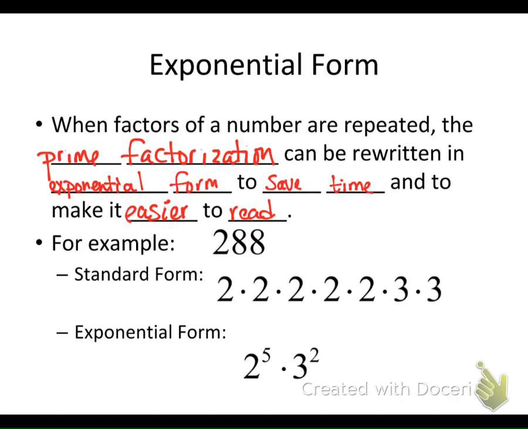1, 2, 3, 4, 5. So instead of saying 2 times 2 times 2 times 2 times 2, I'm just going to say 2 to the 5th. It means the same thing. And then instead of saying 3 times 3, I can just say times 3 to the 2nd. So you're going to take that standard form and then write it in exponential form. So let's look at those examples.